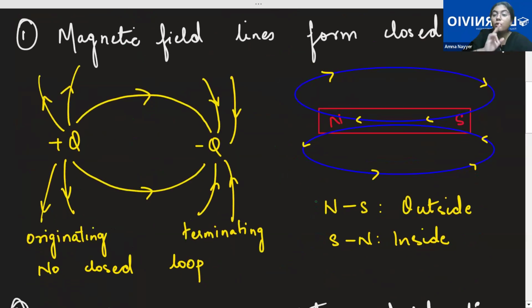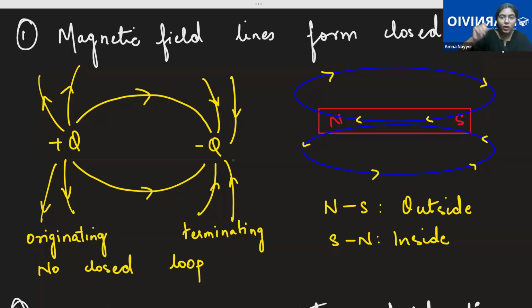Magnetic field lines do form closed loops. We have a positive charge and a negative charge. What did we study in electrostatics? For positive charges, the field lines go away; for negative charges, the field lines come towards it. So these aren't forming complete closed loops, right? The field lines originate from the positive and terminate at the negative. The exact term in your NCERT is terminating. They don't form any closed loops.